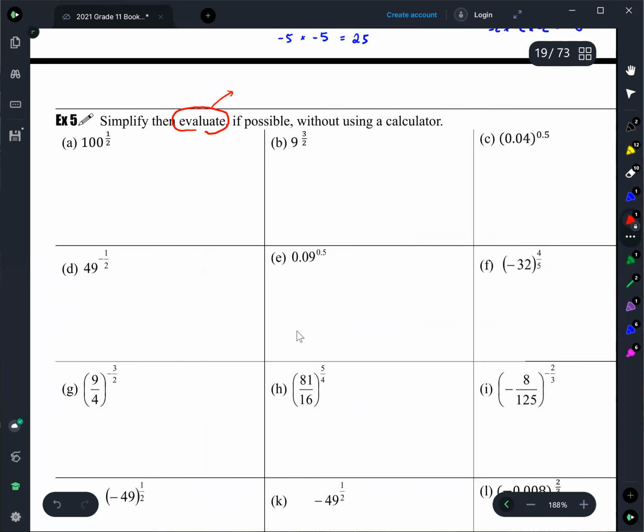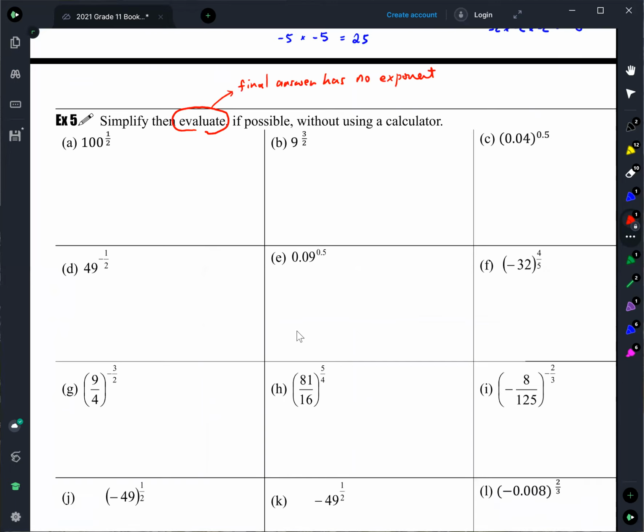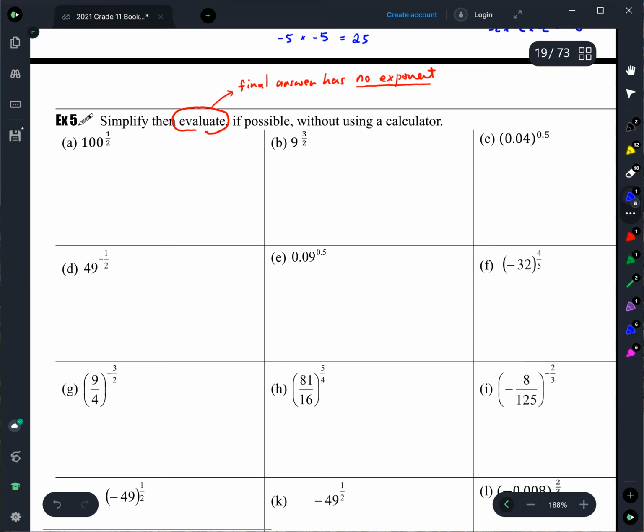Evaluate means your final answer has no exponent. Okay, you have to use it up. If there's a square, you have to find the answer. If there's a root, you have to find the answer. So the final answer has no exponent, and without using a calculator, which in other words, you have to show steps. Show how you get there.